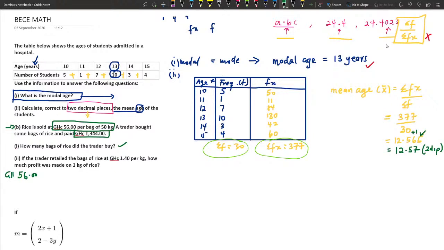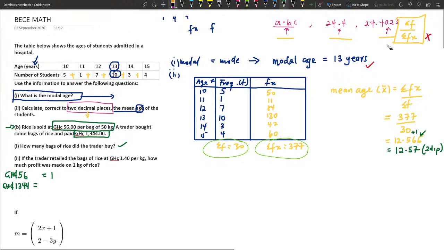Okay, Ghana cedi. So this will give us 1 unit. Now we have the amount he or she paid, which is 1,344. This 0.00 is not needed, so you can choose not to bring it, but don't include it in your calculations, because if you include it and you're not that conversant with it, you might make mistakes. So you can get rid of the 00. Let me just clean it so that it doesn't confuse anyone.